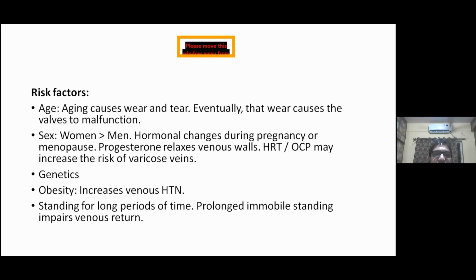What are the risk factors? Age. Aging causes wear and tear, and eventually that wear causes the valves to malfunction. Sex. Women are more prone to develop varicose veins because of hormonal changes during pregnancy or menopause. Progesterone relaxes venous walls. Hormone replacement therapy and OCP may increase the risk of varicose veins. Genetics. Obesity increases venous hypertension. Standing for long periods of time. Prolonged immobile standing impairs venous return.